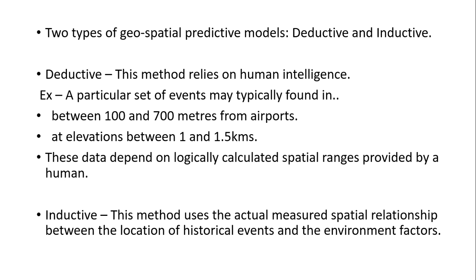Whereas the inductive method relies heavily on the actual measured spatial relationship between the events that have occurred and the environment factors. For example, the occurrence of a particular event X in a particular location can be plotted in geographical space with the help of inductive modeling. We can do this by making use of the relationship between the occurrence of historical events and the various factors. In this method, we can make use of different statistical approaches to determine the pattern in the historical occurrence of events so that we can use that pattern to predict the future occurrence of a particular event in a particular region.